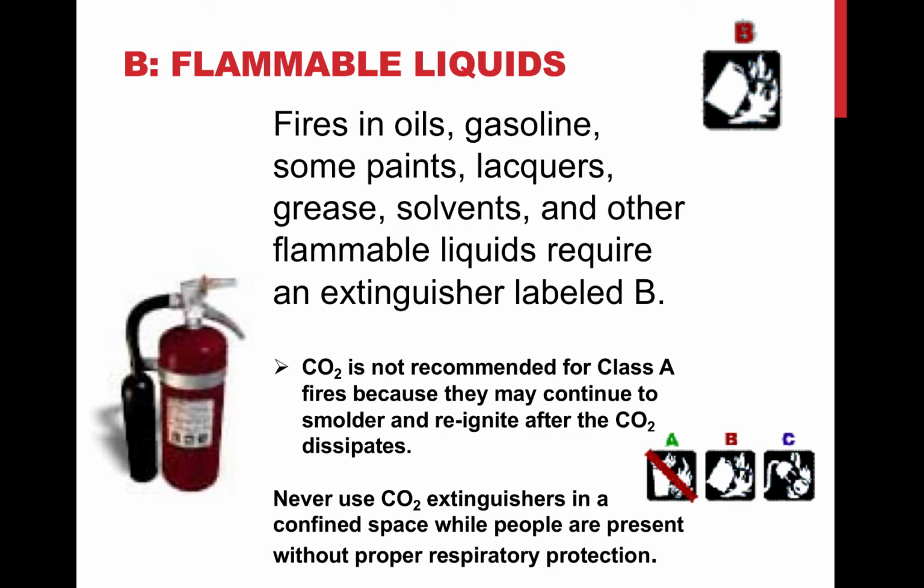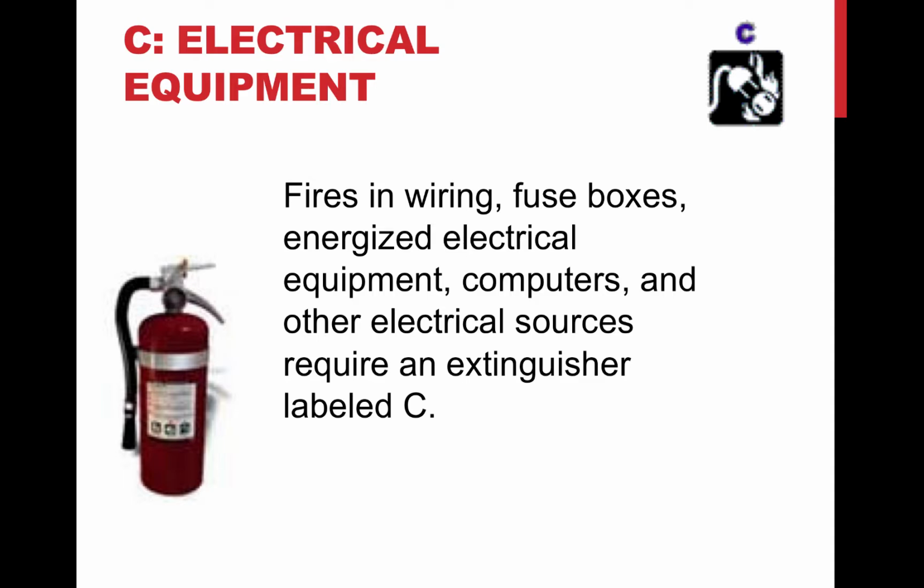Type B is for flammable liquids. We don't want to put water on these. Fires in oil, gasoline, paints, lacquers, grease, solvents, and other flammable liquids require an extinguisher labeled type B. Carbon dioxide is not recommended for Class A fires because they can continue to smolder and reignite after the carbon dioxide dissipates. They can be used on Class B and Class C fires. You cannot use carbon dioxide extinguishers in a confined space where people are present because it displaces oxygen.